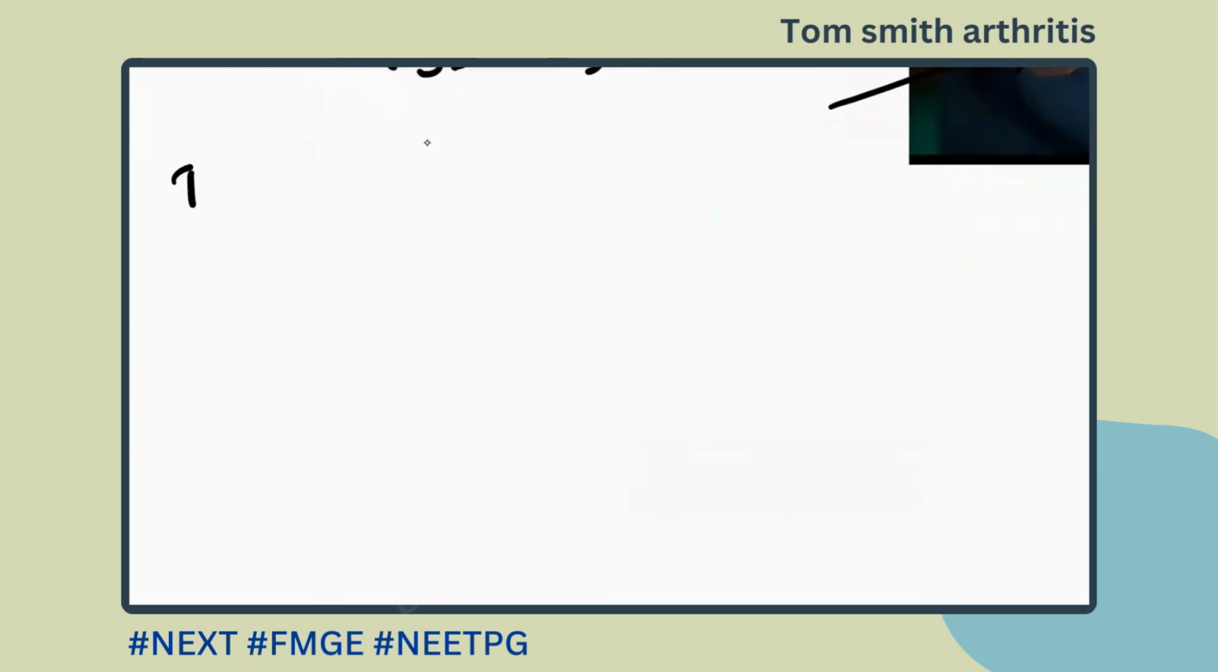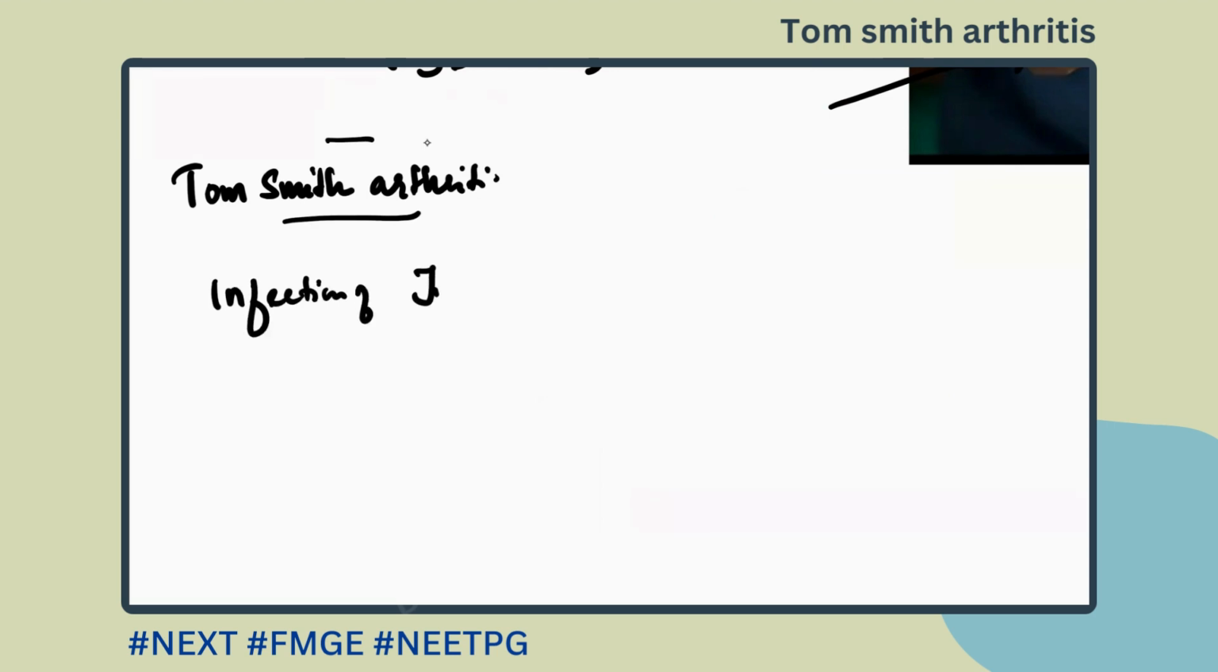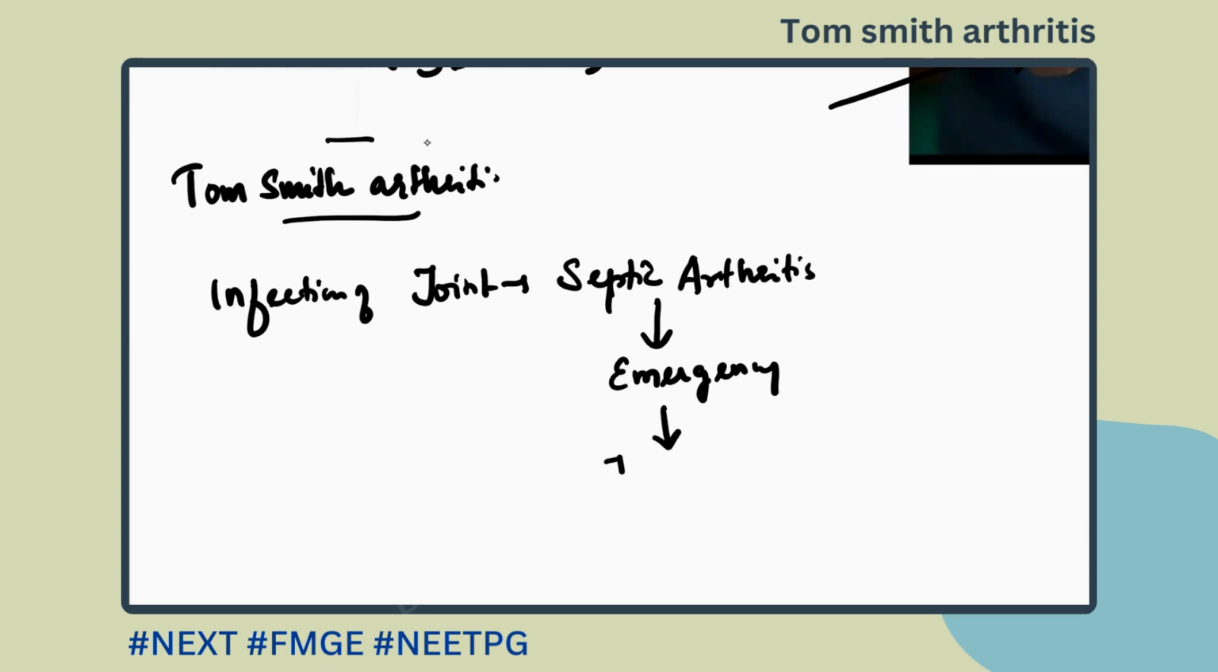So we'll be moving to the next part of pediatric orthopedics. That is Tom Smith arthritis. Tom Smith arthritis. Very simple. See, infection of joint is called as septic arthritis. Septic arthritis is an emergency condition. Once you diagnose septic arthritis, joint should be debrided at the earliest.